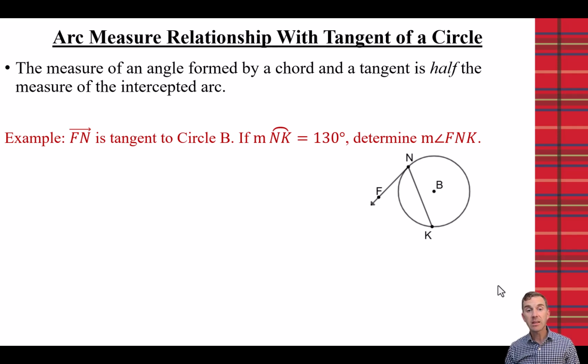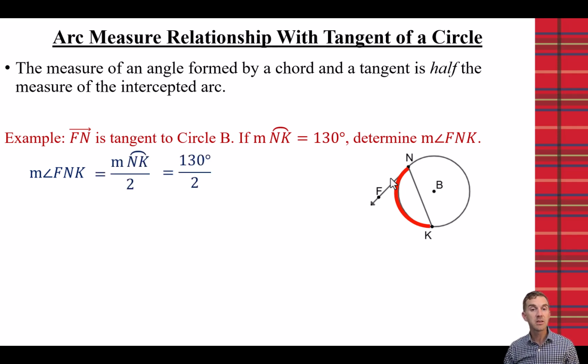Here, ray FN is tangent to circle B, and we have chord NK here as well. And we know that the measure of arc NK is 130 degrees, and we want to know what is the measure of angle FNK. Again, this is that angle that is being formed. That's like the inscribed angle. So we know that it's half of that intercepted arc, which is arc NK. So if I take half of 130 degrees, I will get that the measure of angle FNK should be 65 degrees.